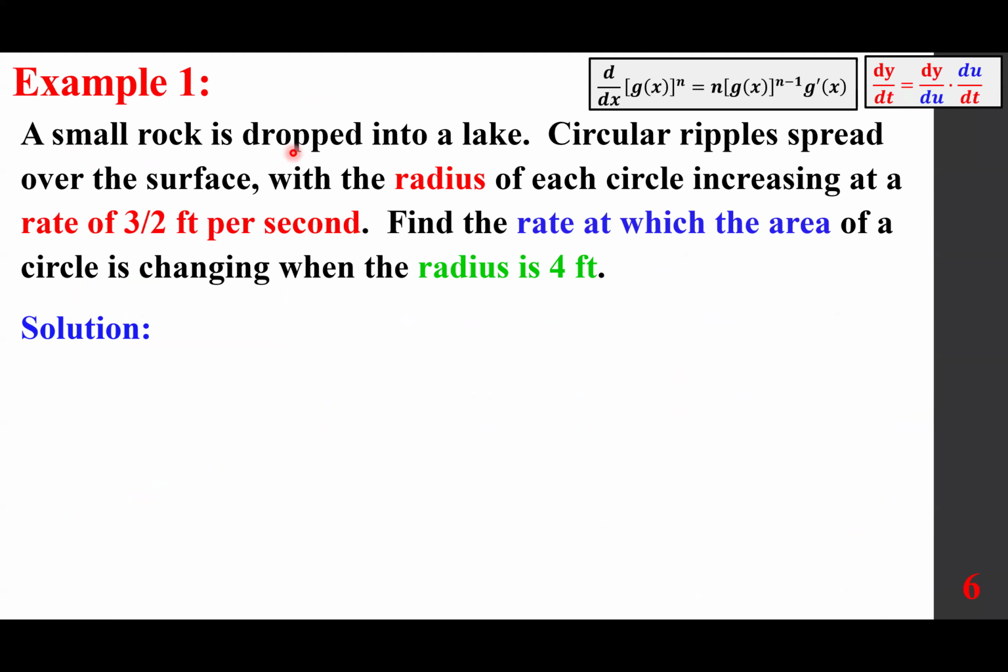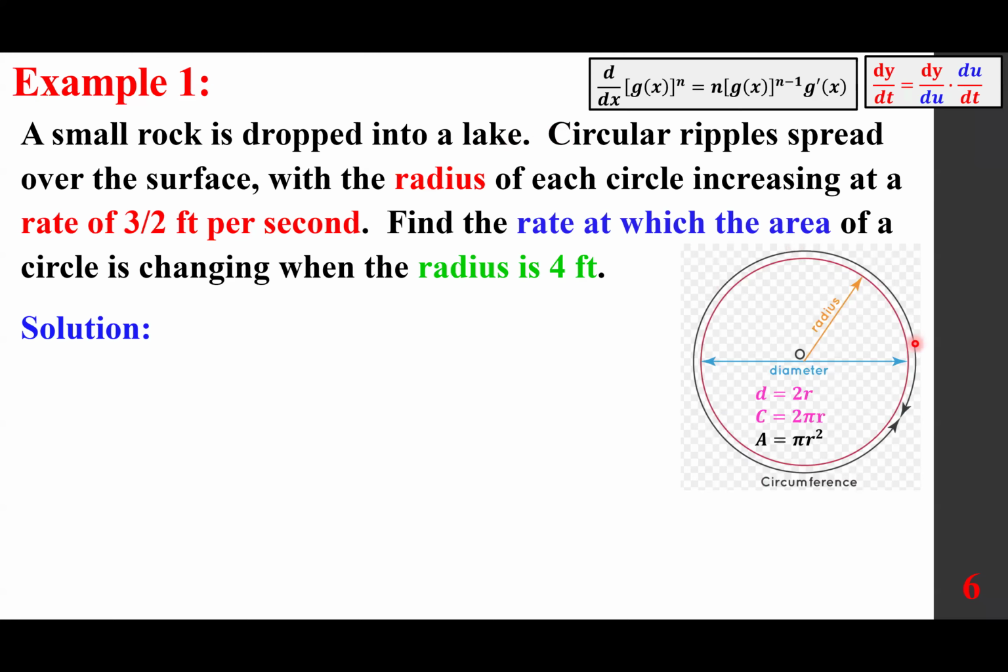Example 1: A small rock is dropped into a lake. Circular ripples spread over the surface with the radius of each circle increasing at a rate of 3/2 feet per second. Find the rate at which the area of a circle is changing when the radius is 4 feet. So we are going to translate this symbolically. And to do so, first and foremost, we notice we are dealing with a circle, and we want to relate that to its radius. How? As far as the area is concerned.